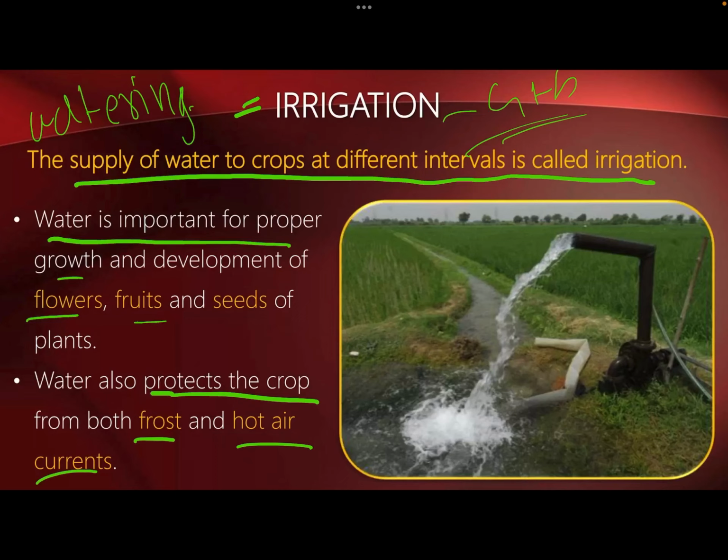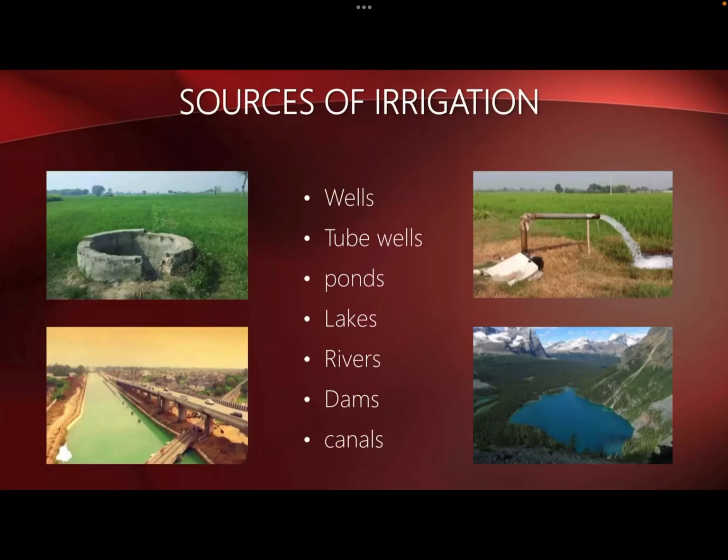So if it is a rabi crop, then it will be grown in the winter season, and adding water will protect the crop from getting frost or getting very cold and then being ruined. Whereas if the crop is grown in hotter regions, then again adding water will help the crop from getting burned. Now what are the sources of irrigation?